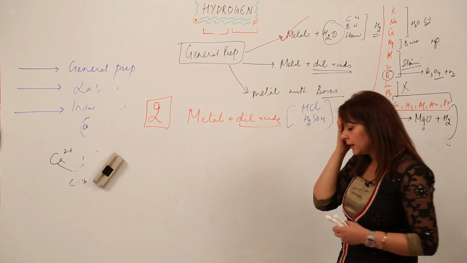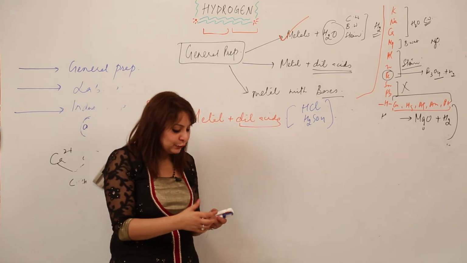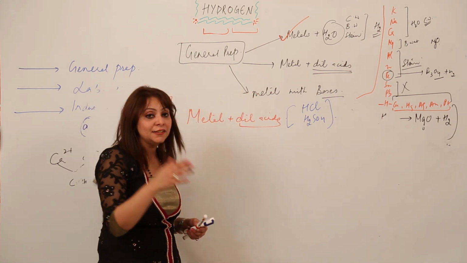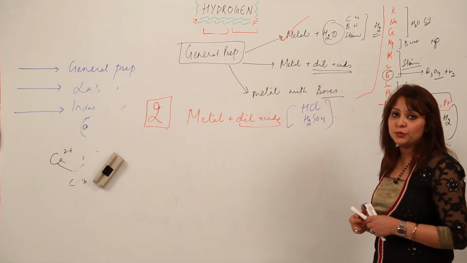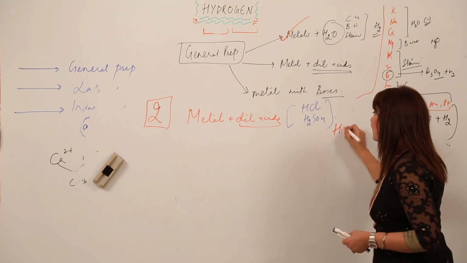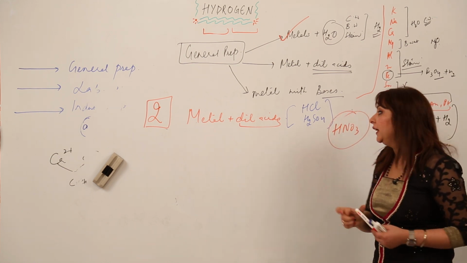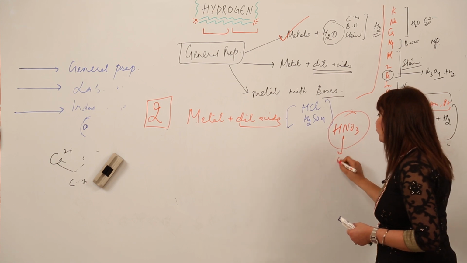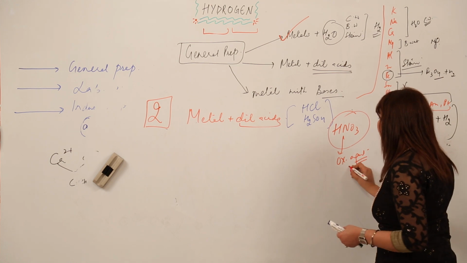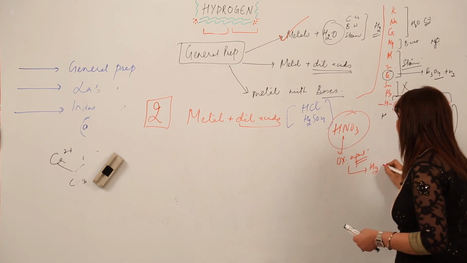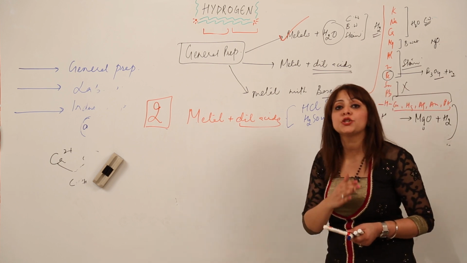One question is just coming to my mind, I can't stop myself from telling you, because that is an important question. In this case, we use dilute acid HCl and H2SO4. Don't ever use HNO3, because HNO3 is a strong, powerful oxidizing agent. So what does it do? It oxidizes the hydrogen produced into H2O. So we get H2O instead of H2.